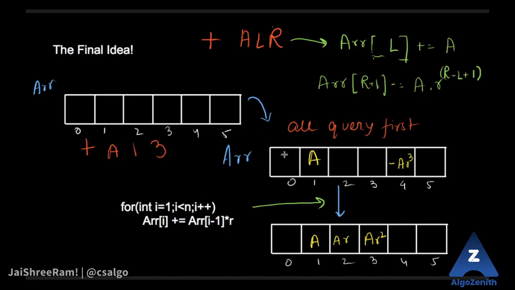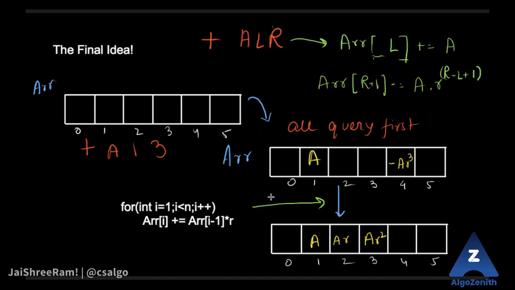Now to get the answer for a lot of queries, for all the queries, we first of all add these two values. For every query there will be two values to add, right? For every query you have a range, so for that range you add correspondingly A and A times R to the power whatever the value over here. So for all of the queries, you do this algorithm, you just change two places, add and subtract at two places, and finally run this transformation.